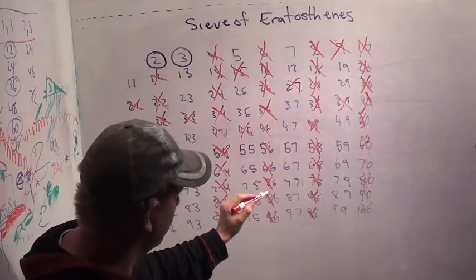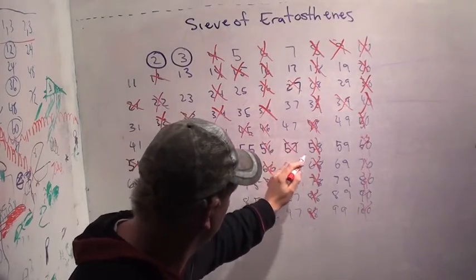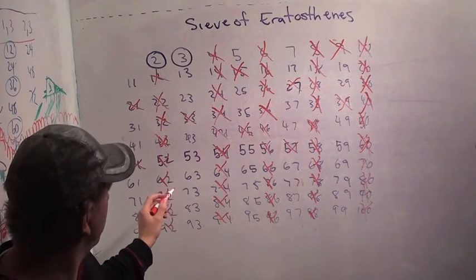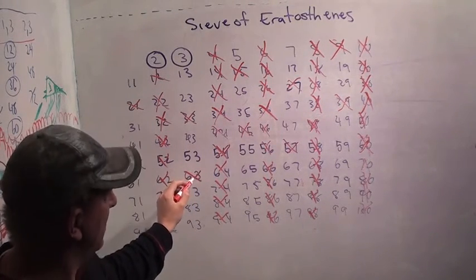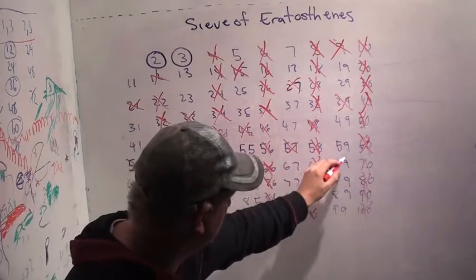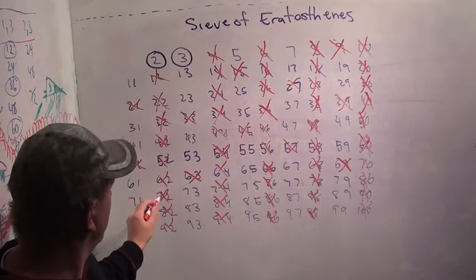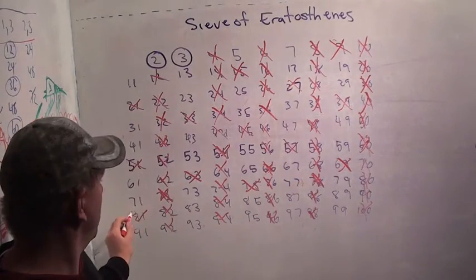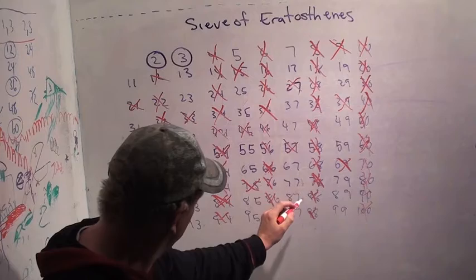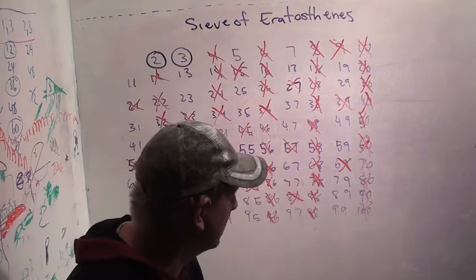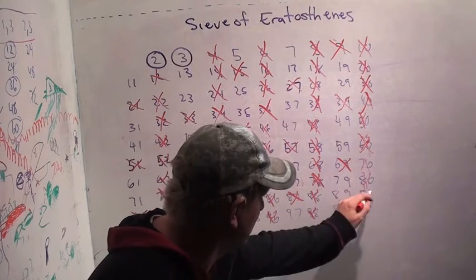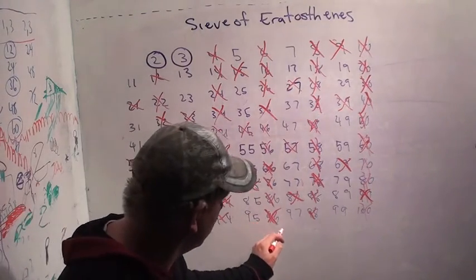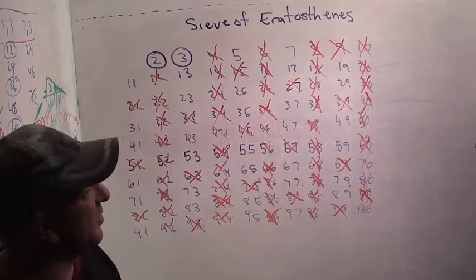Yes. What's the pattern? Every other one is already crossed out. So 63 wasn't. 66 is. 69 is not. 72 is. 75 is not. 78 is. 81's not. 84 is. 87 wasn't. What comes after 87? 90, but it already was crossed out. 93, 96, and 99. So we just crossed out all the multiples of 3.